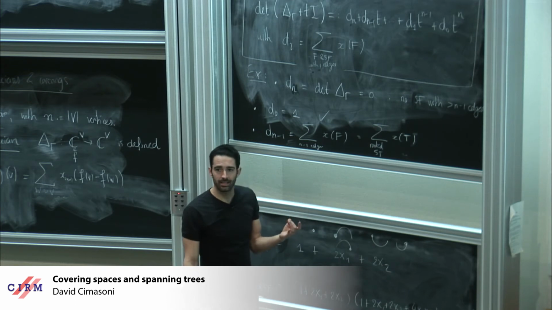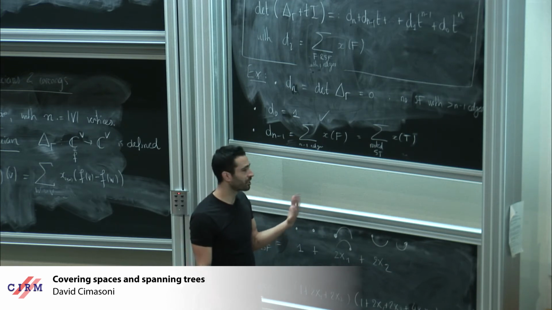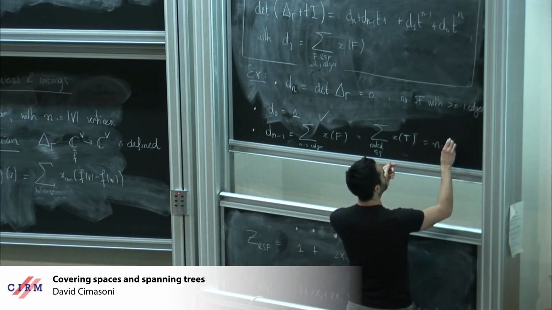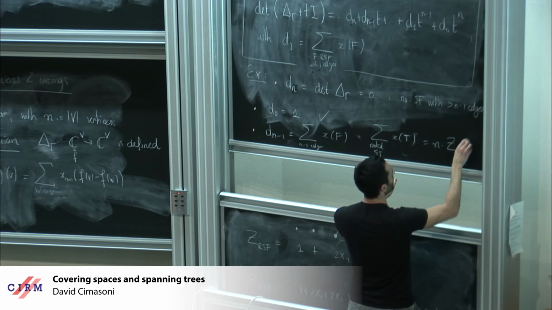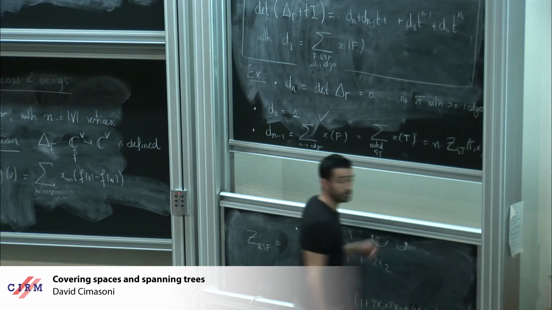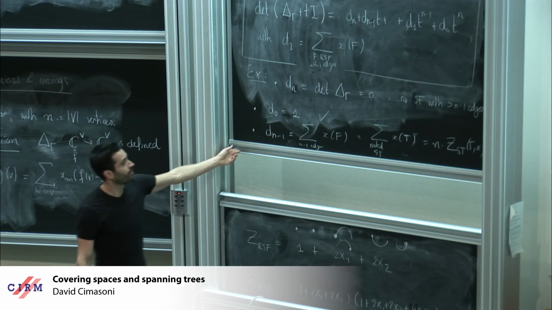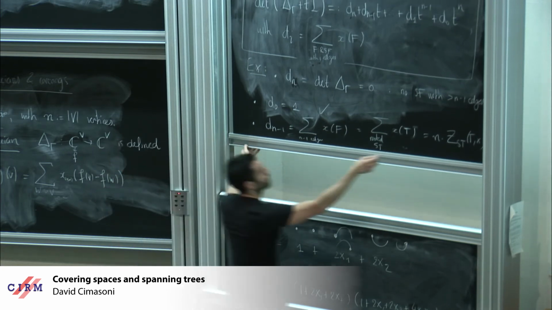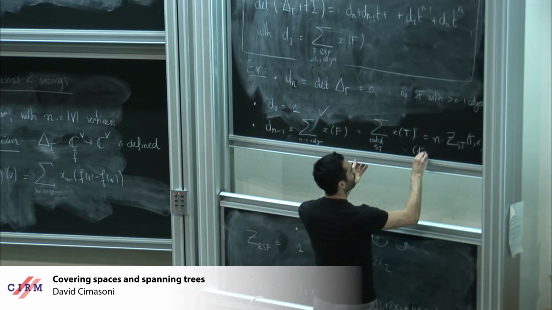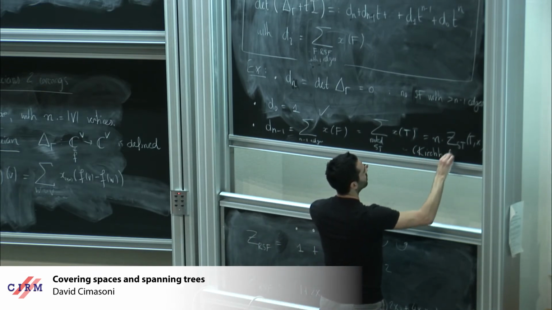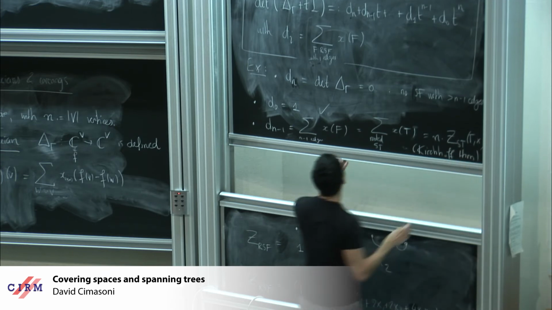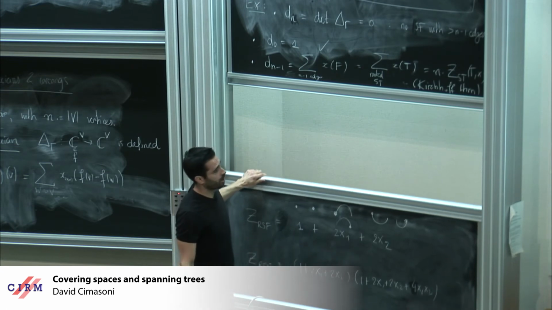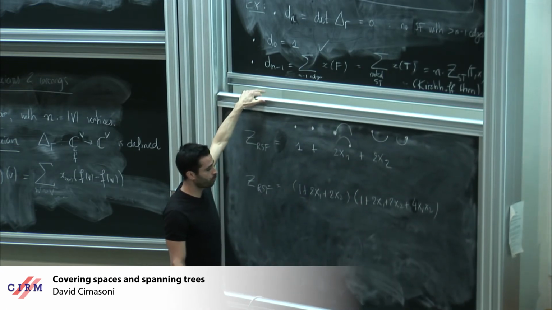Now each spanning tree is connected, so each connected component has n possible roots. So here what you get is actually n times the spanning tree partition function for your graph. And this is what is called the matrix tree theorem, or Kirchhoff. So indeed, you should think of this theorem as a generalization of the matrix tree theorem, and the proof is the same.